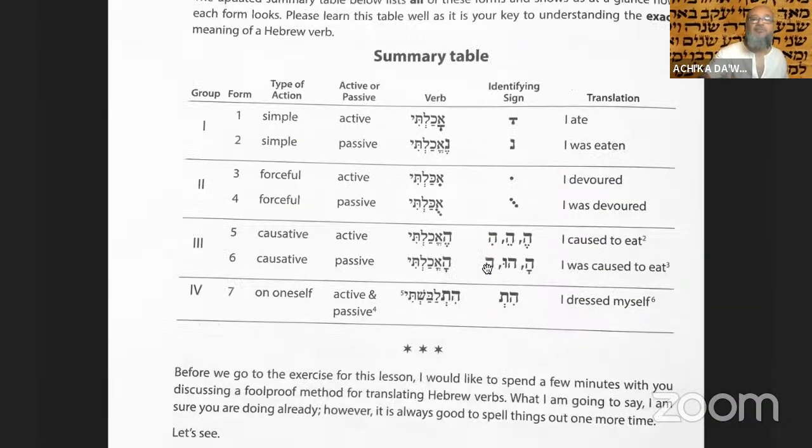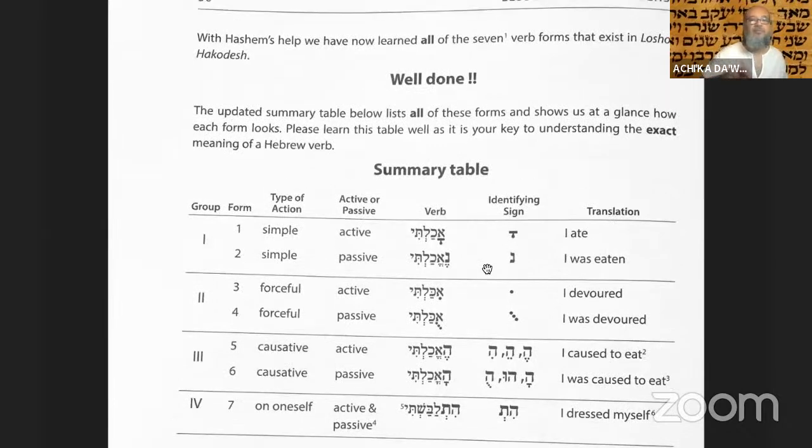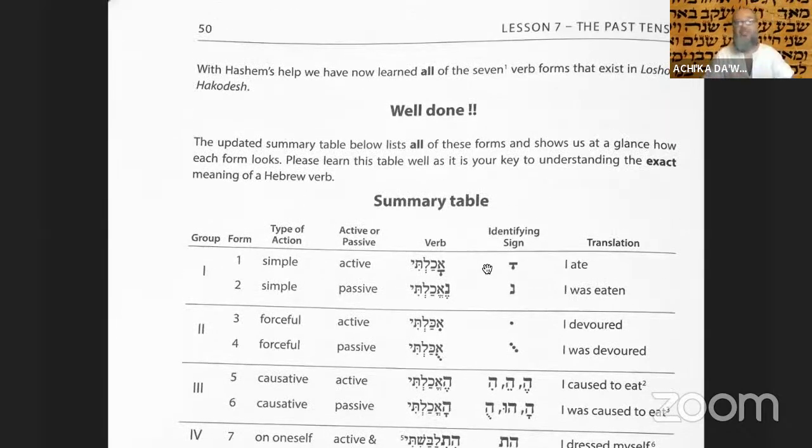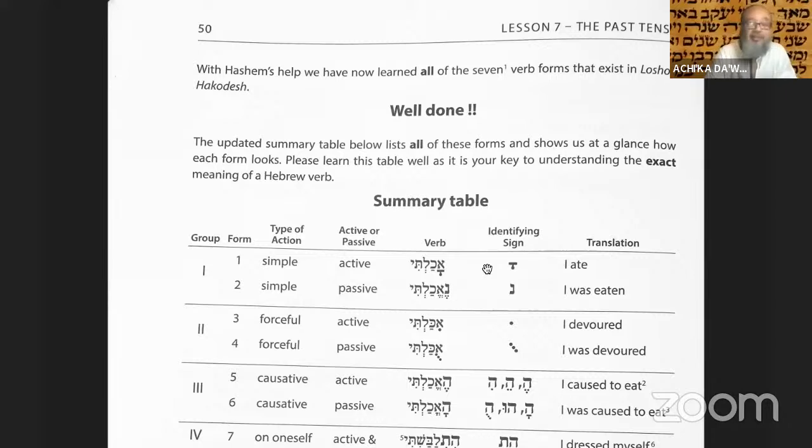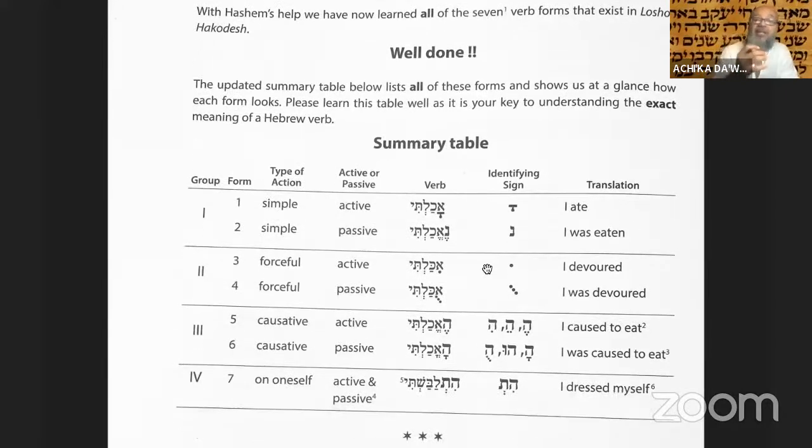Now, you guys have done a wonderful job. I told you lesson 7 is the bomb. It's the last lesson, on the past tense learning. You should be happy and ecstatic that you understand this. All it is, is signs and little symbols that you're learning about.